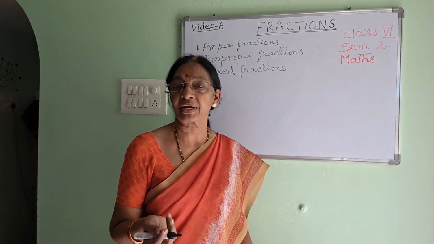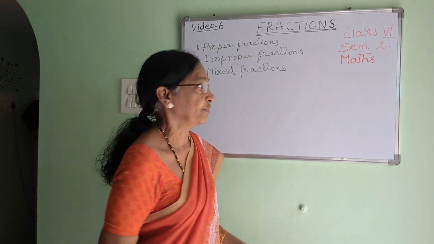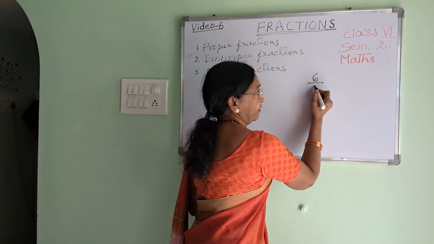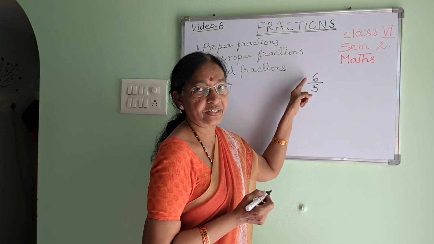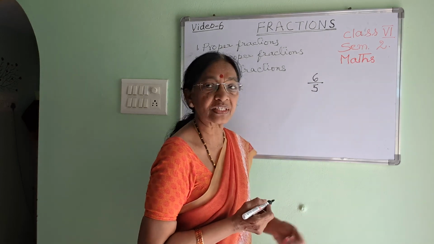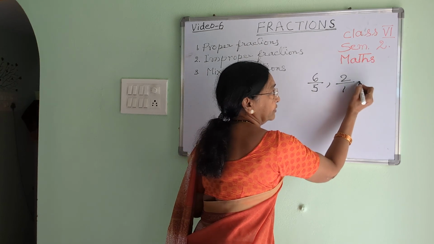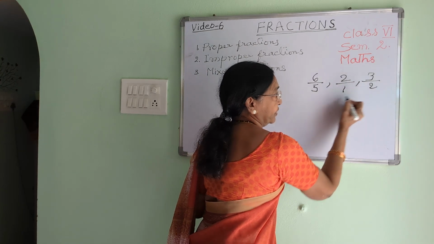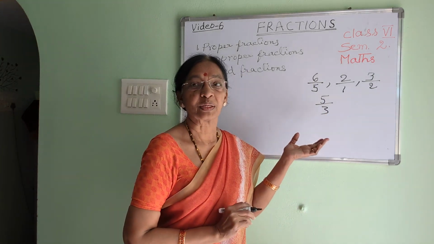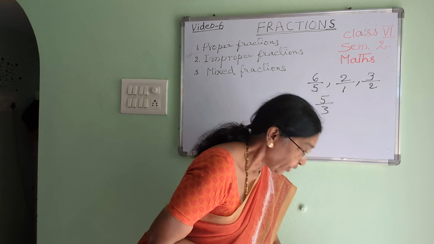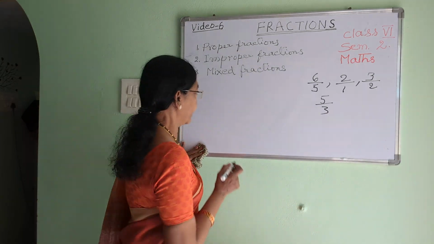An improper fraction is a fraction in which the numerator is greater than the denominator. For example, 6 by 5. The numerator is 6, the denominator is 5. 6 is greater than 5. Such a fraction is called an improper fraction. Similarly, 2 by 1, 3 by 2, 5 by 3, etc. These are all improper fractions. We will represent an improper fraction on a number line.